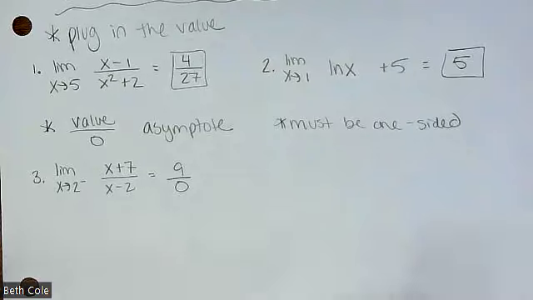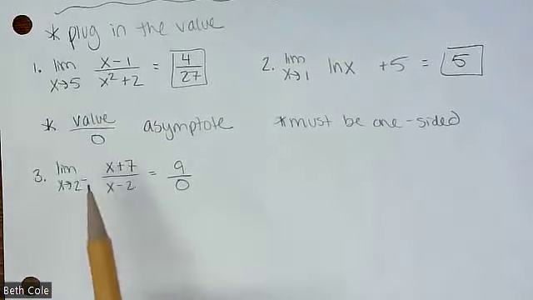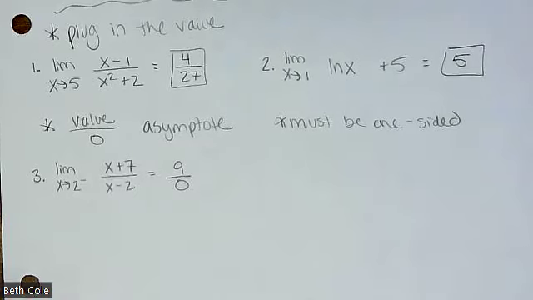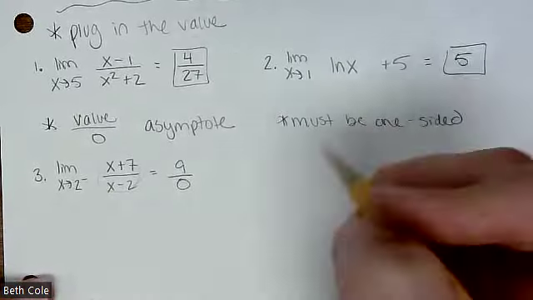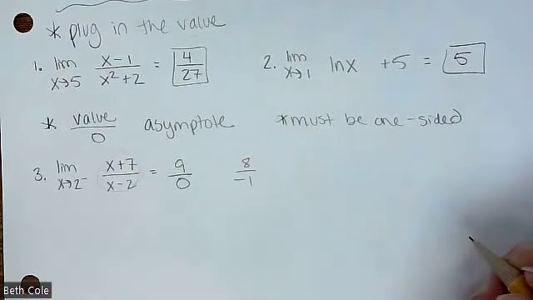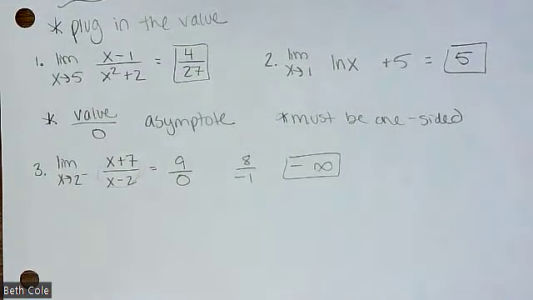So the next question is it one-sided? Yes, it's only from the left. So here's what we're going to do. We're going to pick a number to the left of 2, plug it in, and see if it's positive or negative. That's all you're going to do is test if it goes up or down. So can you give me a number to the left of 2? 1. If you plug 1 into this, what do you get? 8 over negative 1, which is negative. So your answer is negative infinity. You're just testing if it goes up or down, is all that is. Let's try it again.